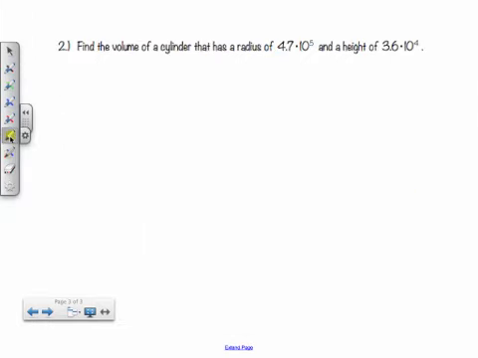All right, let's read through number 2 and determine what type of shape we have. It says find the volume of a cylinder that has a radius of 4.7 times 10 to the 5th power and a height of 3.6 times 10 to the 4th power.